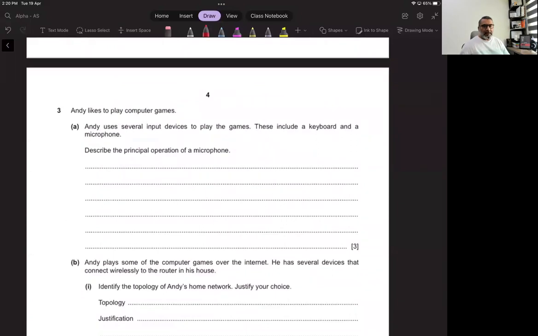Question number 3. Andy likes to play computer games. Andy uses several input devices to play the games. These include keyboard and microphone. Describe the principal operation of a microphone.